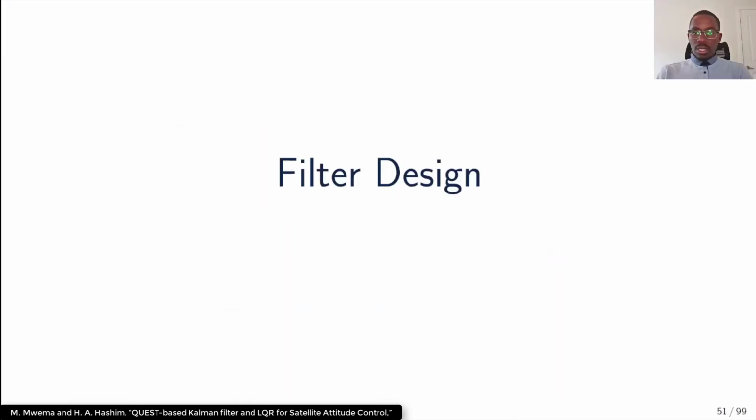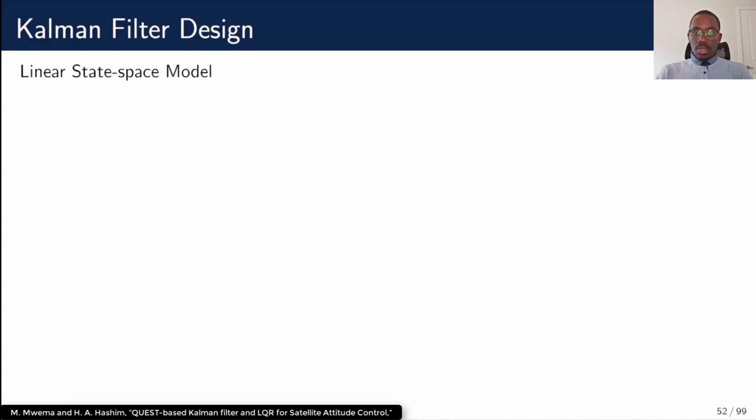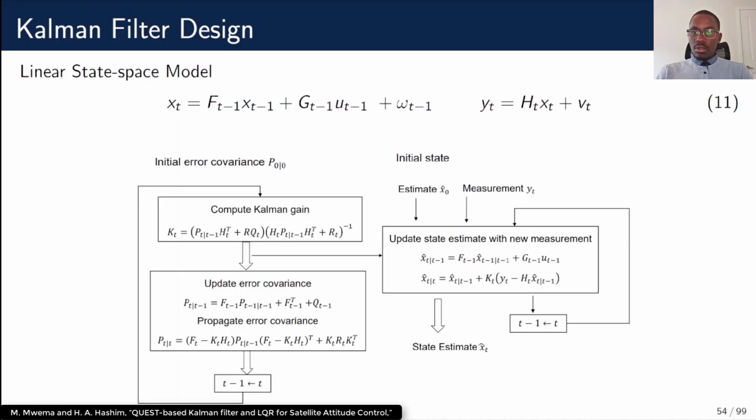Looking at the filter design, the Kalman filter can be initiated from the following linear state space model. The Kalman filter proceeds by iteration of three steps: measurement update, vector state reset, and propagation to the next measurement time. The measurement update step updates the error state vector.